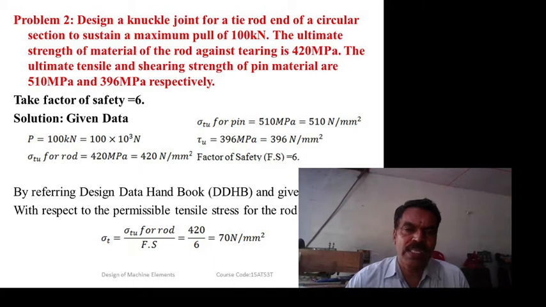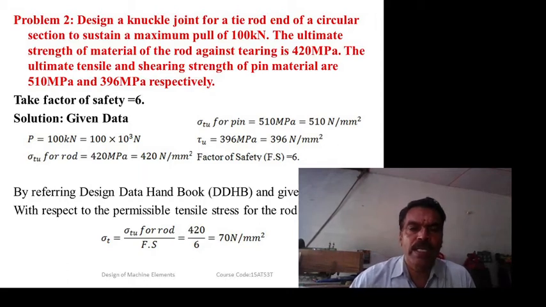When the factor of safety is given in any problem, we have to take care. The stresses given should be divided by the factor of safety, then you will get the working stress. Here these are all ultimate stresses, but we have to calculate working stresses just by dividing by the factor of safety. It may be 4, 2 or 6, but in this problem the factor of safety is equal to 6.